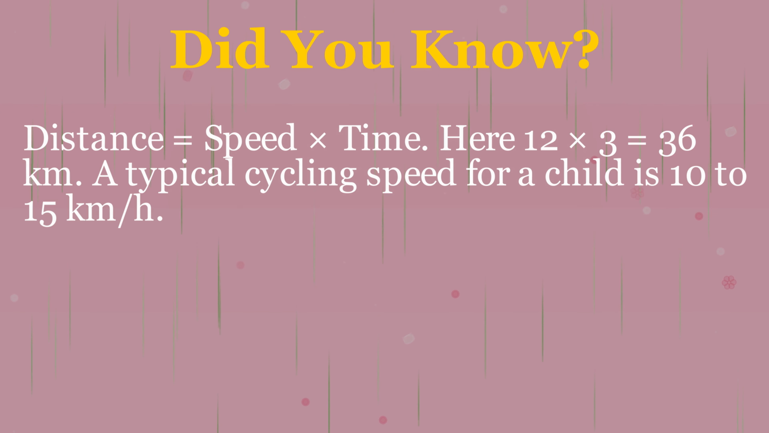Here's a nugget of wisdom. Distance equals speed times time. Here 12 times 3 equals 36 kilometers. A typical cycling speed for a child is 10 to 15 kilometers per hour.